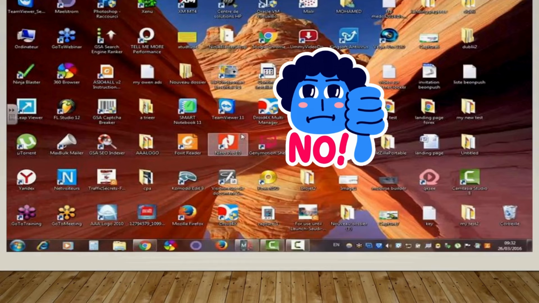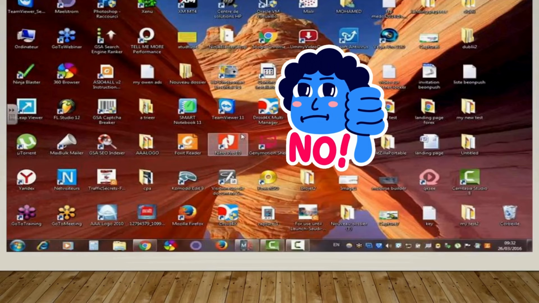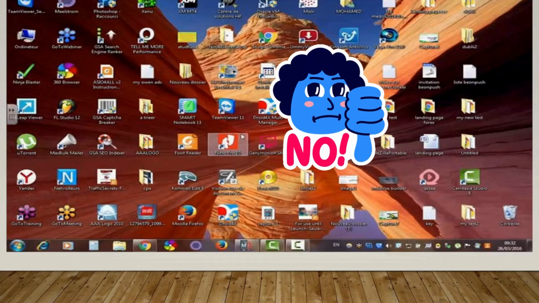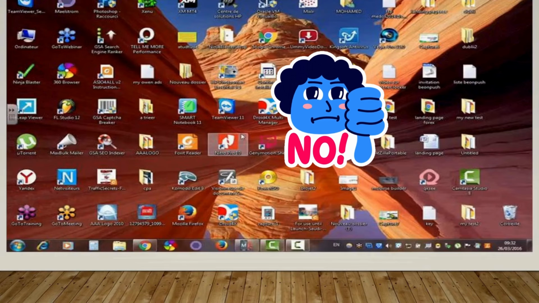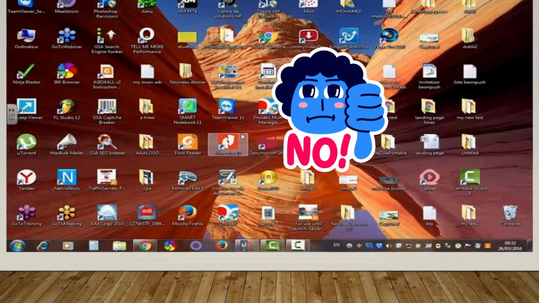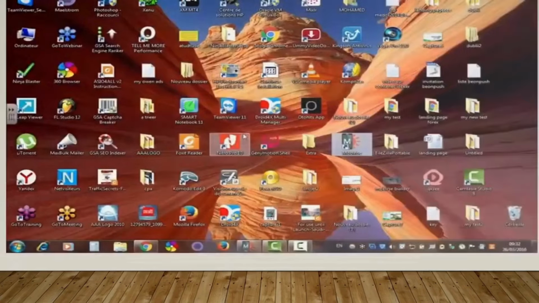So please, you do not have to pin all your apps on your taskbar. Remember what I taught you in my previous videos? Only pin frequently used apps. Apps you frequently make use of, just few of them for easy access and easy reference. Because if you pin a lot on your taskbar, you are slowing down your PC's performance, and that is not good. So keep the taskbar simple and manage startup apps in the task manager.